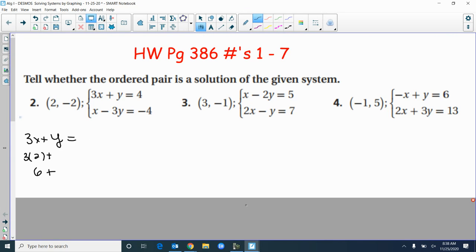Okay. And so 3 times 2, and then y is just negative 2, so that's plus negative 2. And 6 plus negative 2 is 4. So 4 equals 4, so we're good so far. Now what do I do, Christiana?